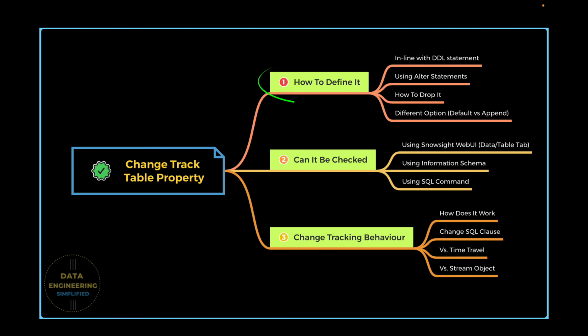We will explore how to define it using DDL statement followed by alter statement. We will explore how to find this change tracking property for an existing table in Snowflake. Finally, we will explore its behavior and how it differs from stream object and time travel feature on a table.